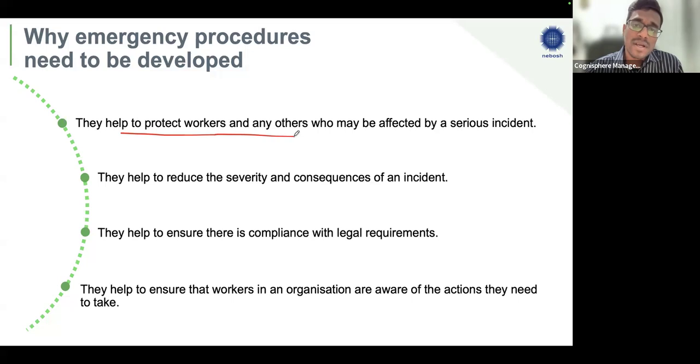So an emergency could be a fire emergency or a chemical spill emergency. Or it could also be an emergency which is external to the organization, like adverse weather conditions. Or like COVID, an outbreak of a virus, or anything within your organization from your work activity. So these emergency situations could be from your internal work activities, or from external factors. They will help to reduce the severity and consequences of an incident, and to ensure that workers in an organization are aware of the actions they need to take.